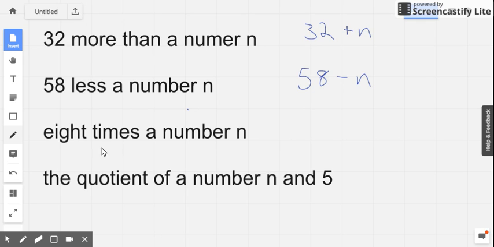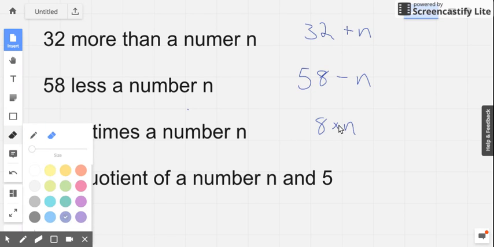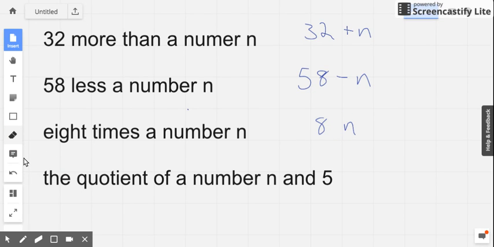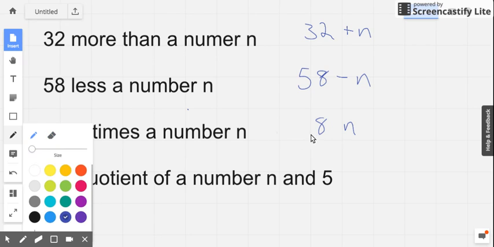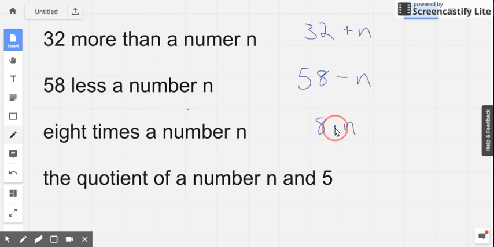Times refers to multiplication. This says 8 times a number n. Now you might have written it this way in the past. We're not going to write it this way anymore because this multiplication sign will result in confusion in algebra because it could also be misconstrued as an x. We will instead either use a dot when something is necessary or just put the two things together and say 8n.